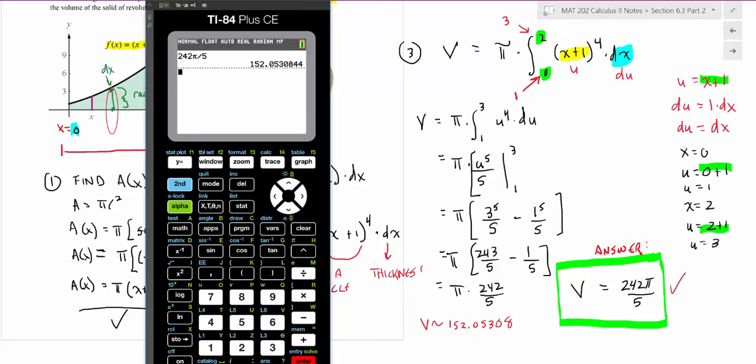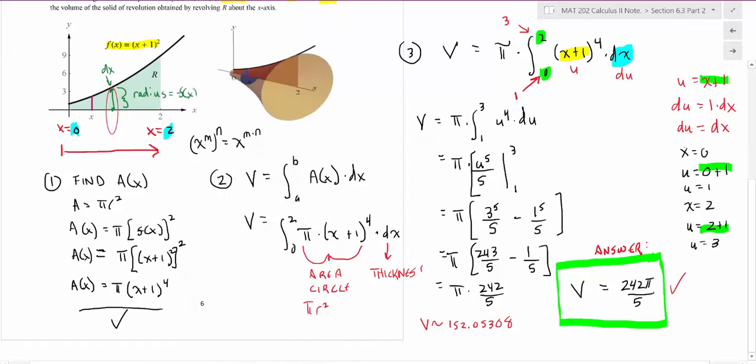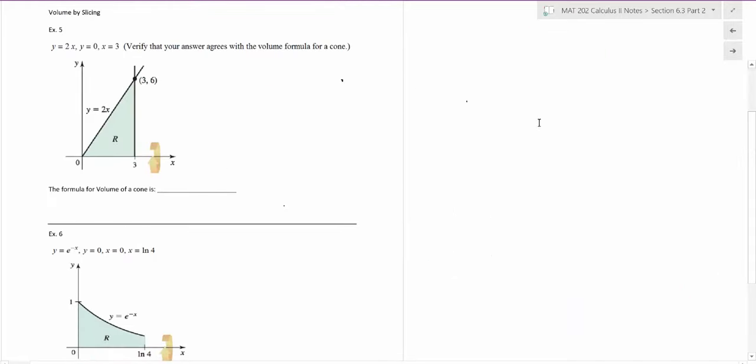Okay, so that verifies that assuming that we set the integral up right, then the technology is going to tell us that we did the fundamental theorem correctly. Okay, all right, so that's a good starting example. I'll go now to the next page, and we'll work out a couple more examples.